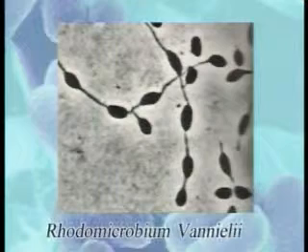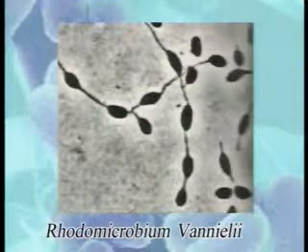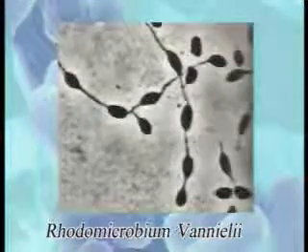When the substrate is reduced more than the cell material, when the ratio of hydrogen to oxygen is greater than 2 to 1, the excess hydrogen is used to reduce CO2, I mean carbon dioxide. On the other hand, if there is greater oxidation of the substrate, carbon dioxide is given off just as in respiration.